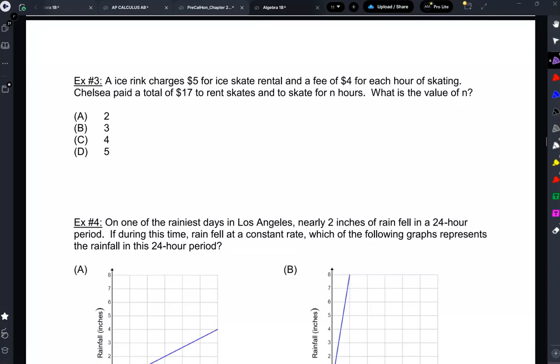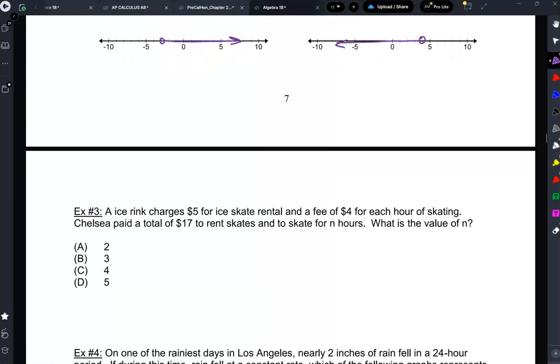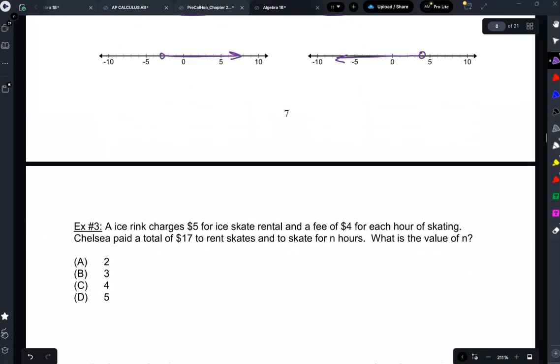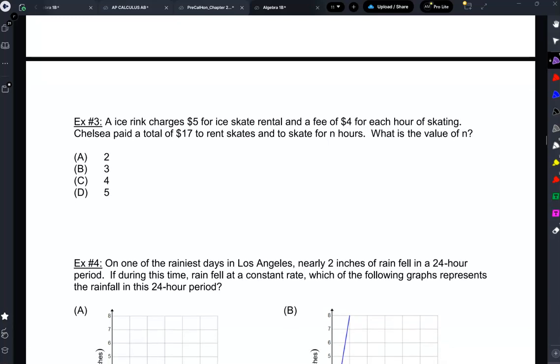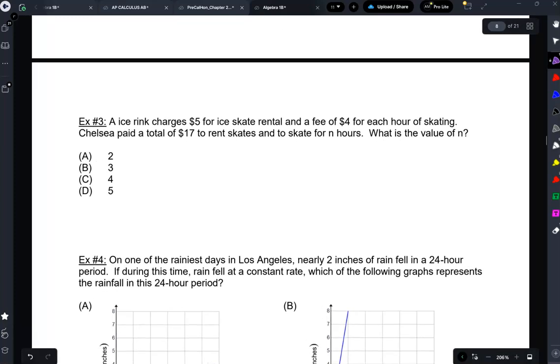An ice rink charges $5 for ice skate rental and a fee of $4 for each hour of skating. Chelsea paid a total of 17 to rent skates and to skate for n hours. What is the value of n? So first we need to write an equation.